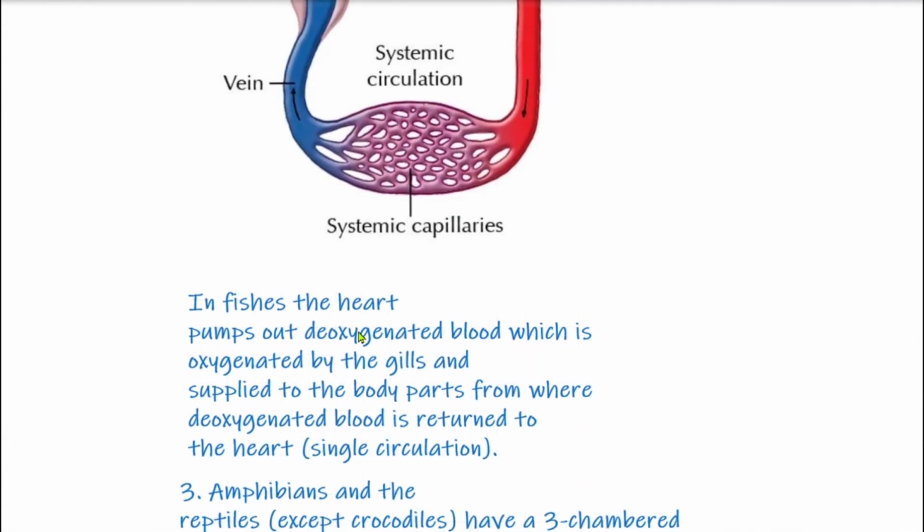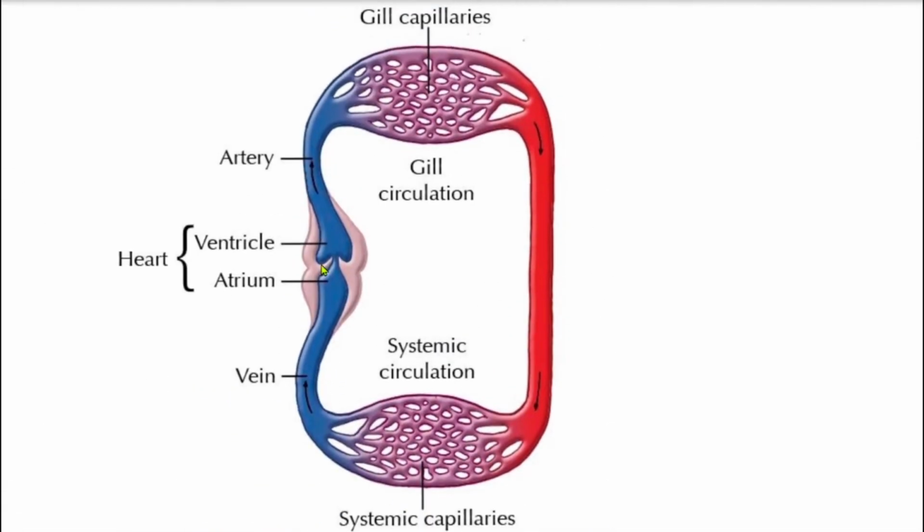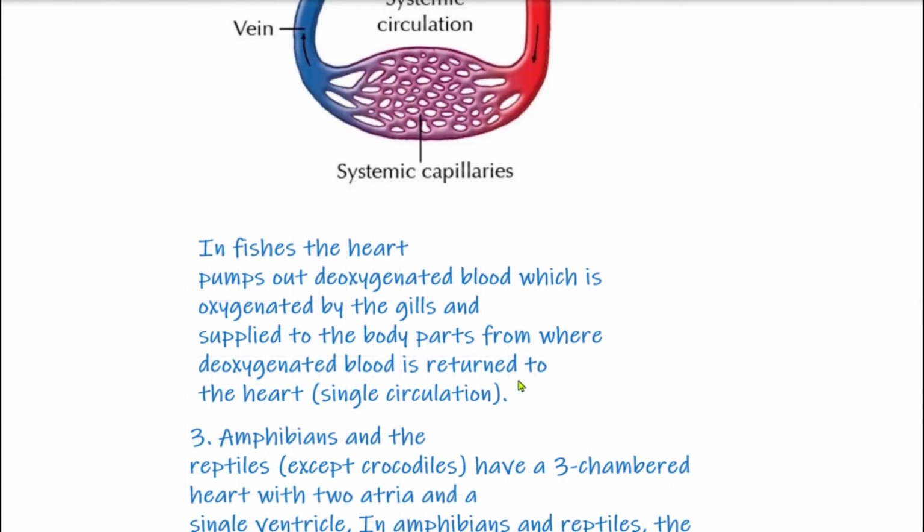In fishes, the heart pumps out deoxygenated blood, which is oxygenated by the gills and supplied to the body parts. Once it is inside the body, it gets deoxygenated. This deoxygenated blood is returned to the heart, to the atrium. As this blood passes only once through the heart while completing one cycle of the whole body, it is called single circulation.